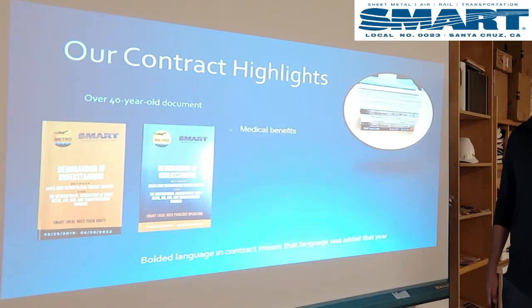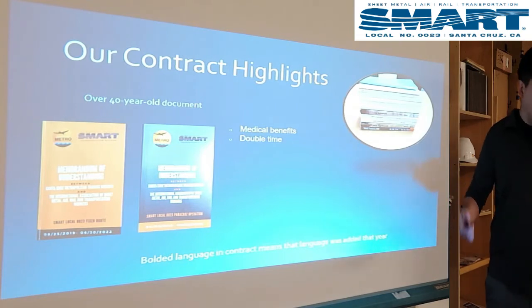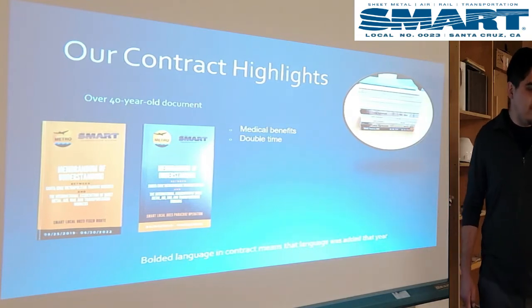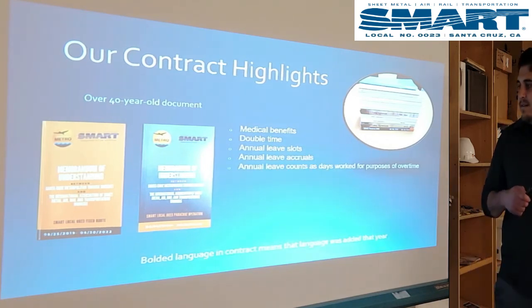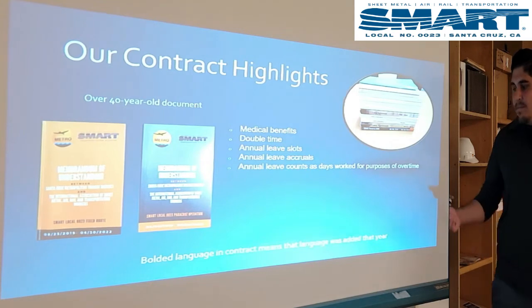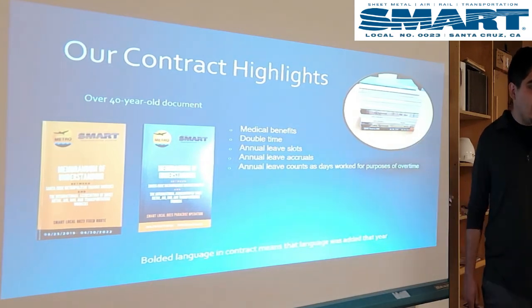And we've got highlights like our medical benefits, untouched and uncomparable with a lot of employers and workplaces. Our medical benefits are top notch. We get double time, almost unheard of everywhere. Where's anywhere offering double time on their 7th day? Annual leave slots, they're pretty good. Our accruals for annual leave. Annual leave counts as days worked for purposes of overtime, as I mentioned with that last proposal that they came for.